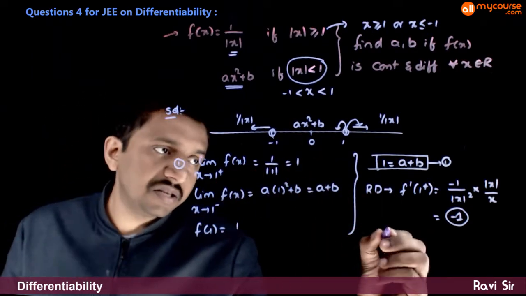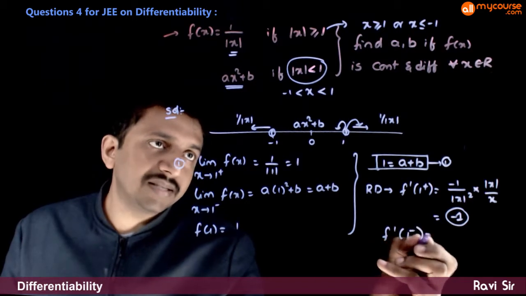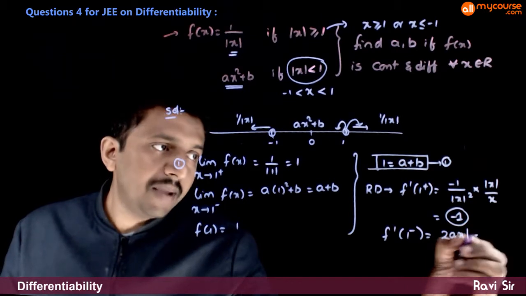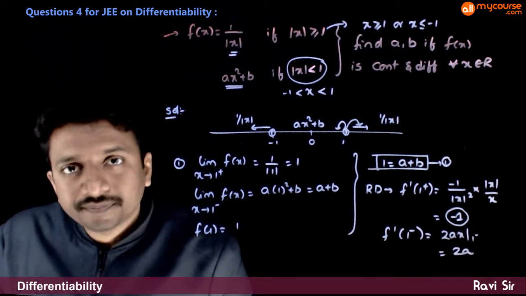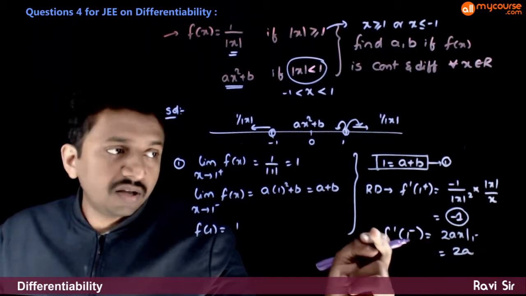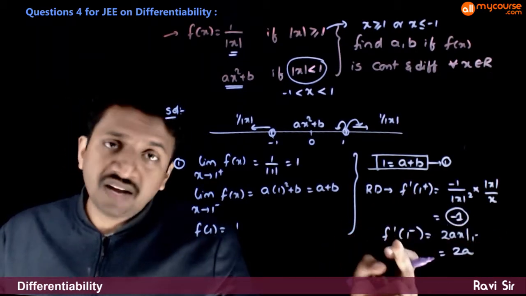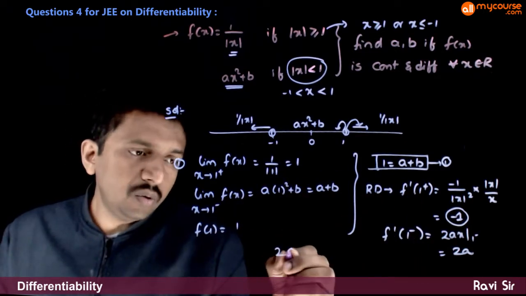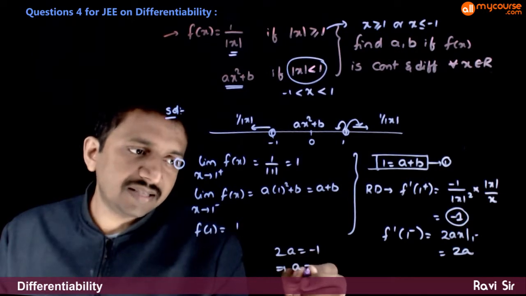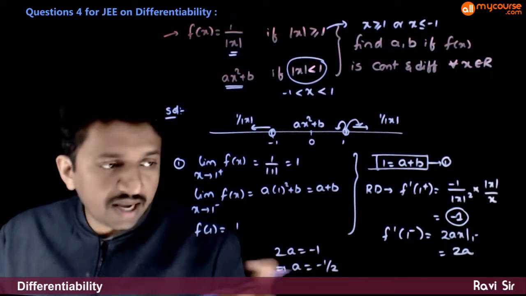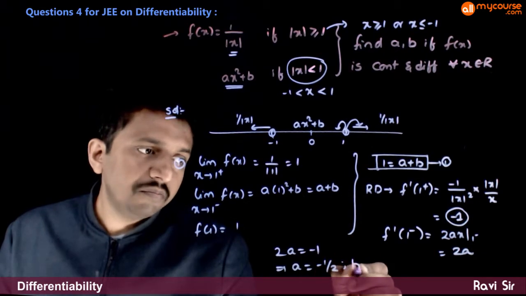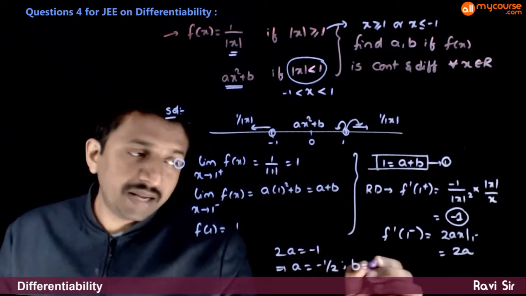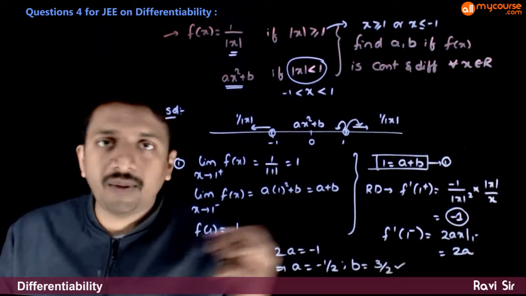Next, what is the left differentiation? f dash at 1 minus is nothing but 2ax at 1 minus, which is equal to 2a. So the right differentiation is minus 1, the left differentiation is 2a. Hence, for this to be differentiable at x is equal to 1, 2a has to be equal to minus 1. This implies a is equal to minus 1 by 2. And once a is equal to minus 1 by 2, b has to be equal to 1 minus a. It is 1 plus 1 by 2, which is equal to 3 by 2.